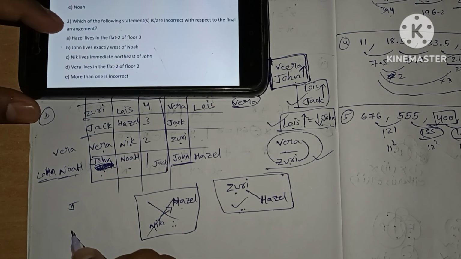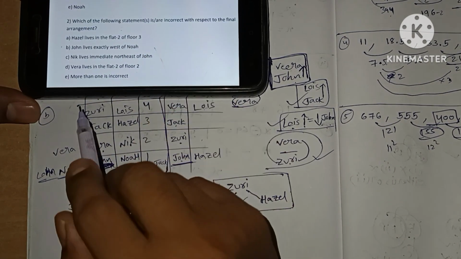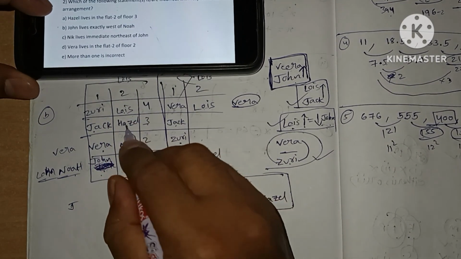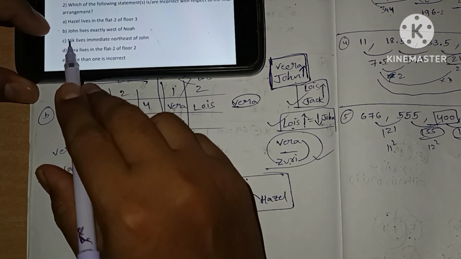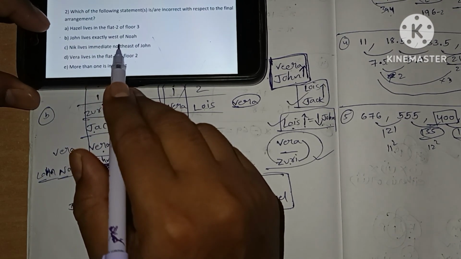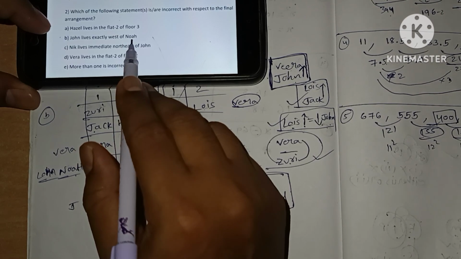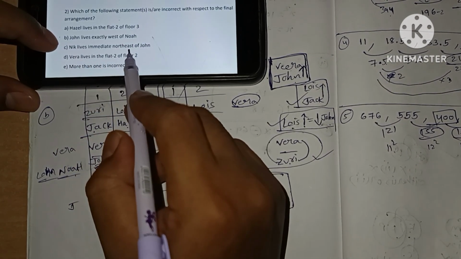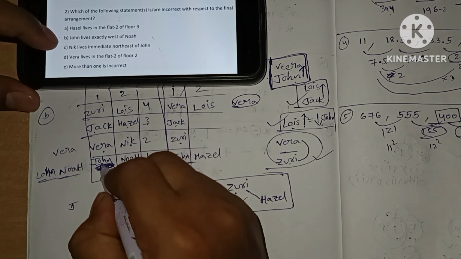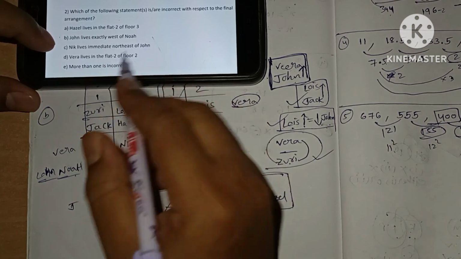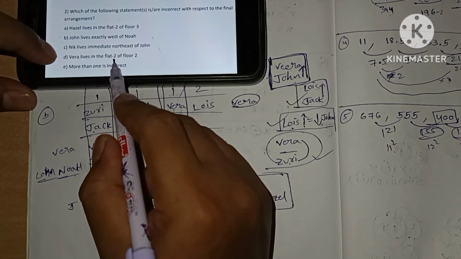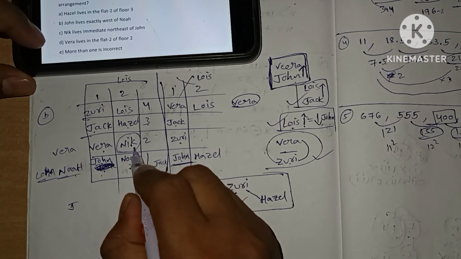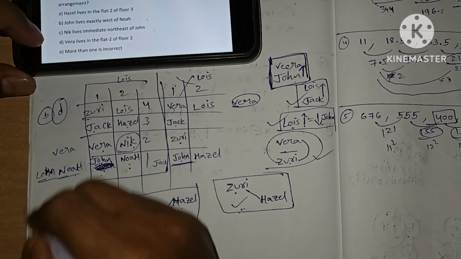Second question. Which of the following statements are incorrect? Okay. Hazel lives in the flat 2 of floor 3. Floor 3, flat 2, Hazel. It is true. John lives exactly west of Nova. Yes, it is also true. Nick lives immediately northeast of John. Yes, it is also true. Vera lives in the 2-2. Okay. In 2-2, there is Nick, not Vera. So our answer will be option D.